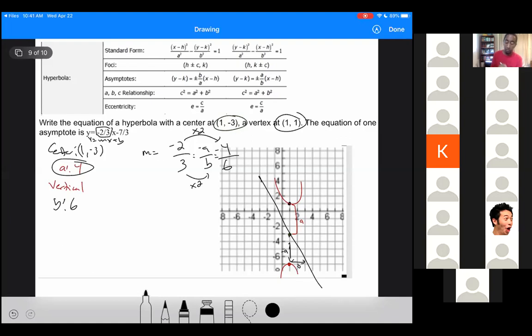And so then we can write the equation using the vertical. So it'd be y plus 3 squared over a squared, which would be 16, minus x minus h, which would be 1 squared, over b squared, which would be 36, equals 1.